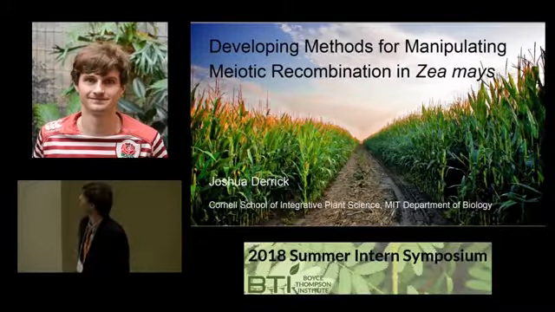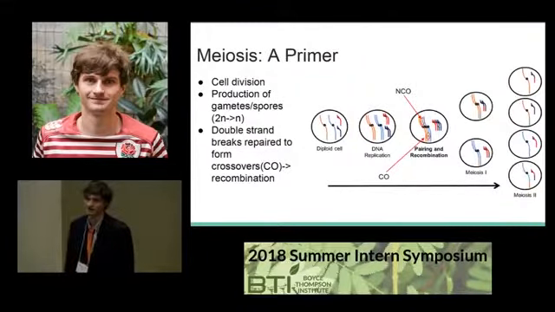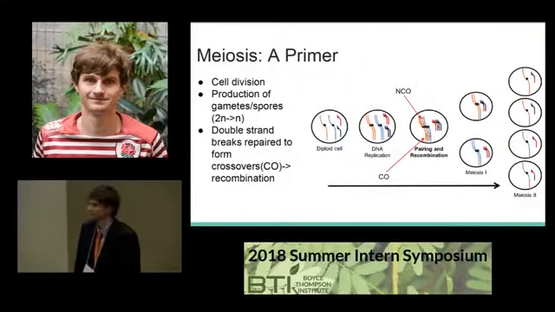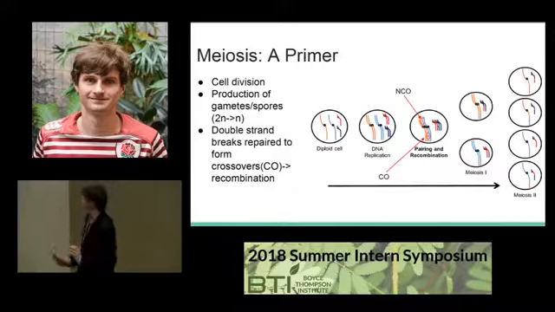Right, so what is meiosis? If you remember from high school bio, meiosis is a cell division process that occurs in sexually reproducing organisms that halves the chromosome number so that between generations the chromosomes are conserved. And the most important part of meiosis is when the chromosomes line up in the middle of the cell right before they're going to be split into two different daughter cells.